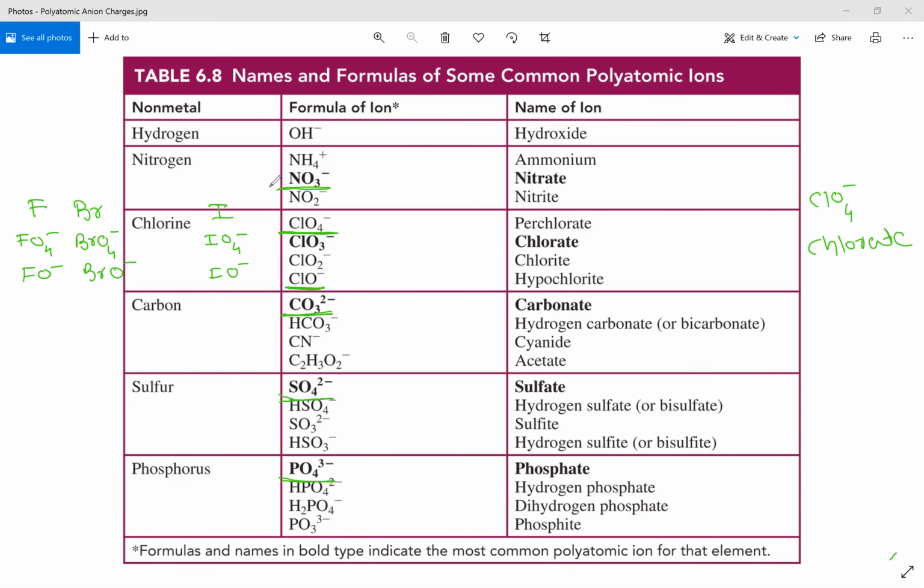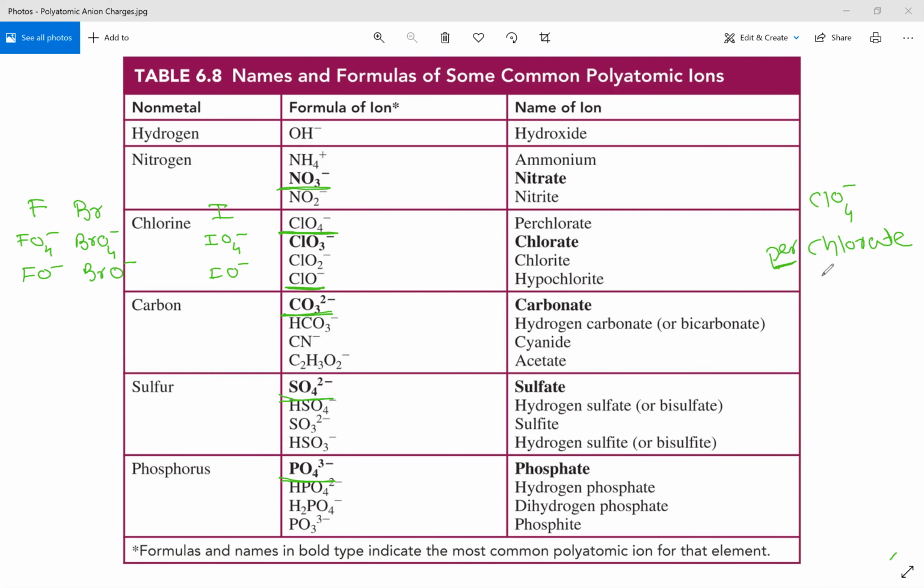According to those rules, we're supposed to call ClO4 minus a chlorate. However, the exception is, instead of calling it chlorate, we're going to call it perchlorate, right? This is the extra prefix we are going to use for the halogens. Why do we use per? Per represents one extra oxygen.